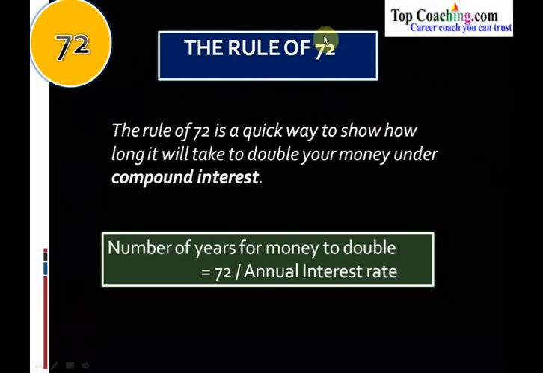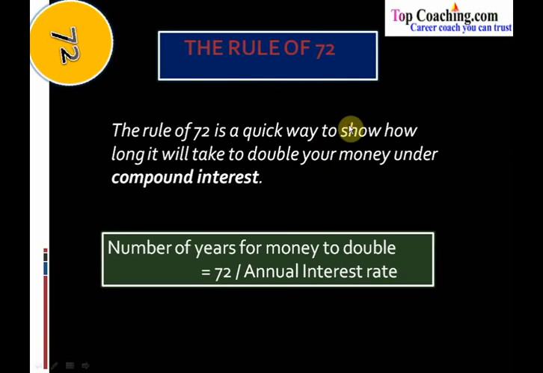Now let's understand the rule of 72. What does this rule of 72 say? The rule of 72 shows how long it will take to double your money under compound interest. So this rule of 72 helps us to calculate the time required to double your money under compound interest. It gives us a formula: the number of years for money to double is equal to 72 divided by the annual interest rate.